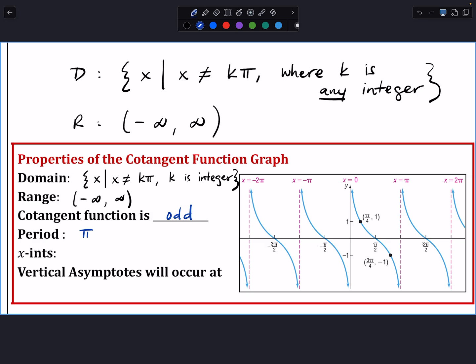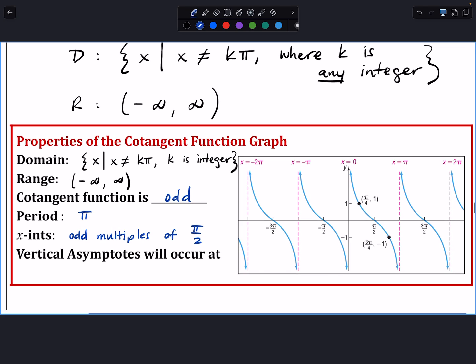X-intercepts. What do all these have in common? Negative 3 pi over 2, negative pi over 2, pi over 2, 3 pi over 2. What are all those values? Odd. And what else do they have in common? They all have pi over 2s. So we can say odd multiples of pi over 2. Vertical asymptotes will occur at x equals k pi, where k is an integer.